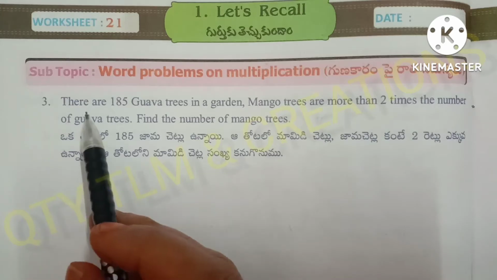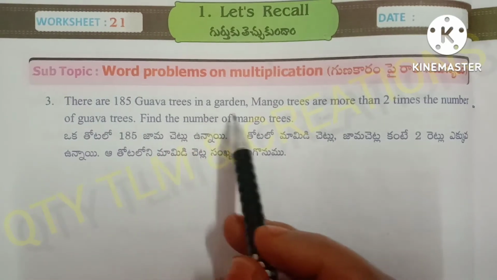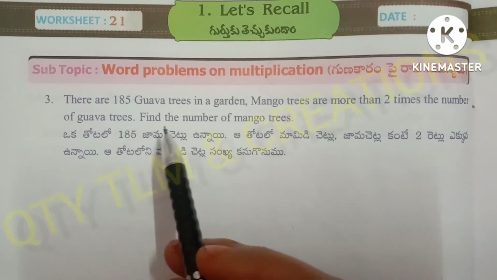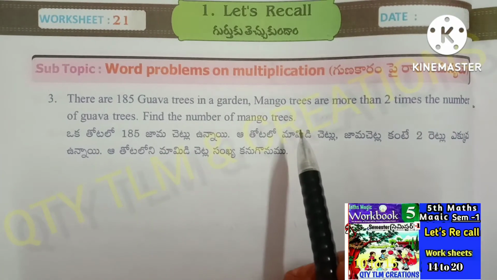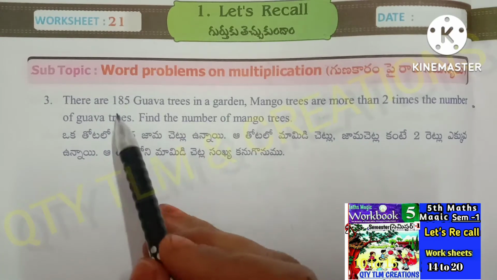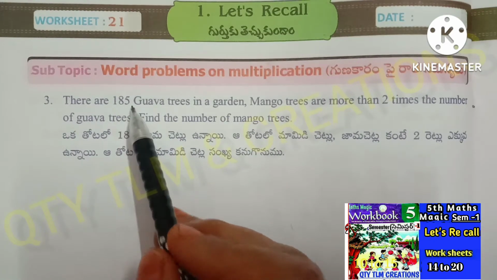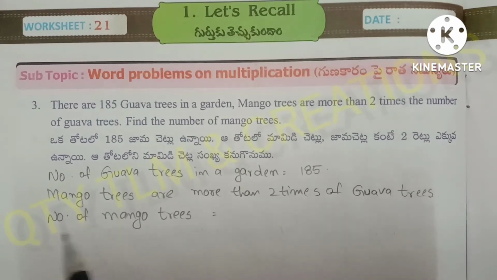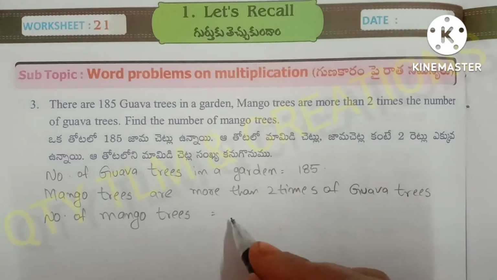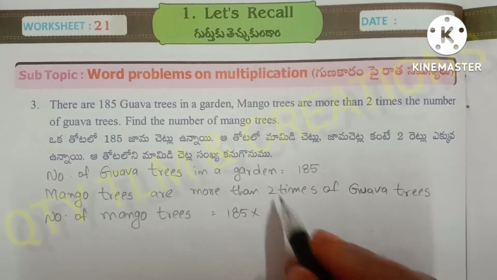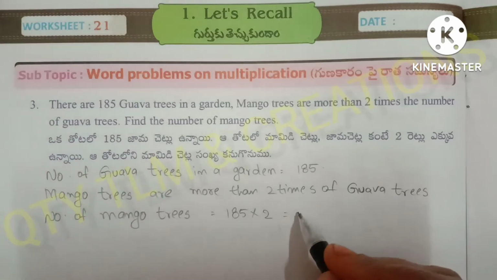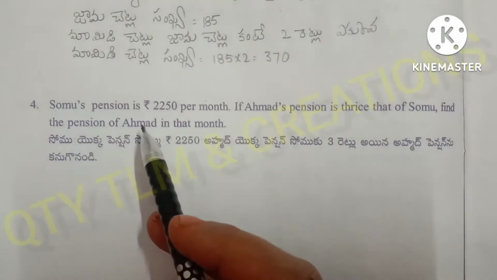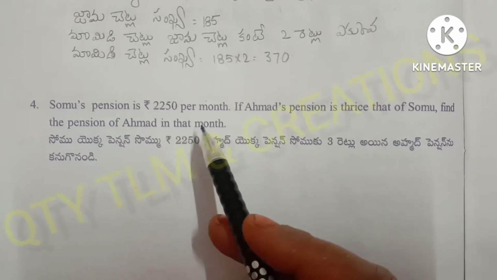Next question. There are 185 guava trees in a garden. Mango trees are more than 2 times the number of guava trees. Find the number of mango trees. Number of guava trees in the garden equals 185. Mango trees are more than 2 times of guava trees. So number of mango trees equals 185 into 2 times, that equals 370 trees.